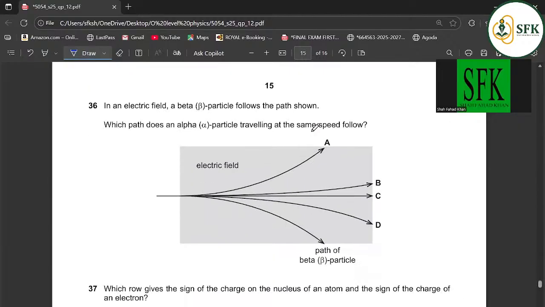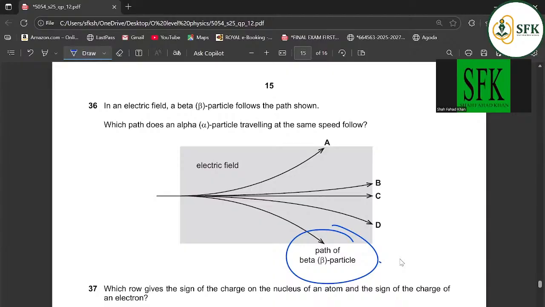Electric field, beta particles show the pathway. Follow this pathway. Which path does the alpha particle follow? Now, for this, you need to use Fleming's left-hand rule. If you remember, the electric field is into the plane or out of the plane? They didn't tell us. But okay, they told us that the path of the beta particle is following this, right?